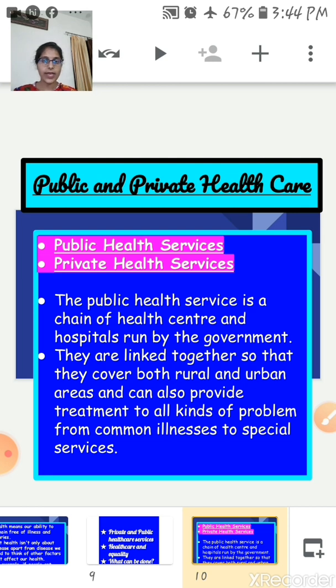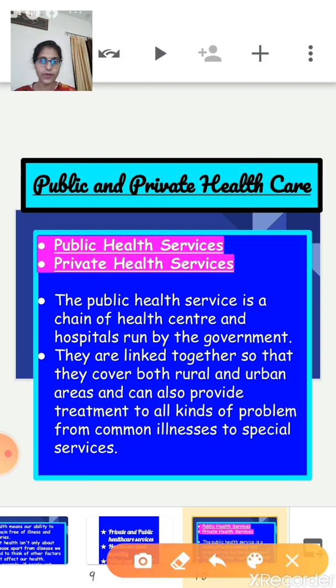So children, we know that the health of a nation is difficult to define in terms of a single set of measures. In India, healthcare facilities are divided into two categories. First is the public healthcare services and the second is the private healthcare services, right? Now let's understand one by one. So let's start with the first, public health services.